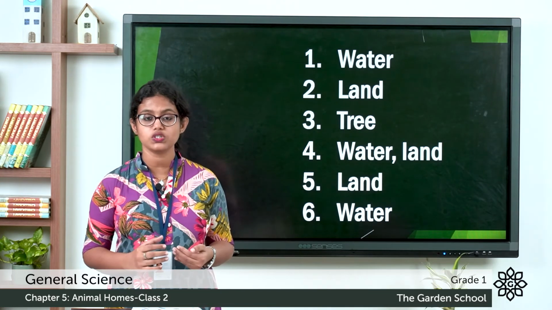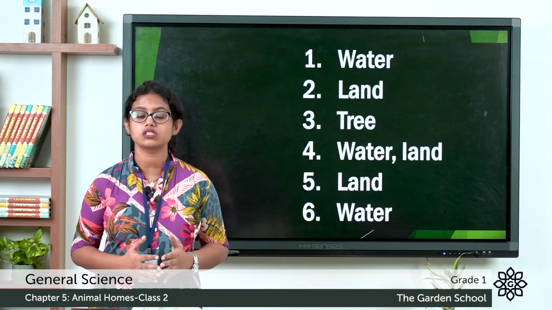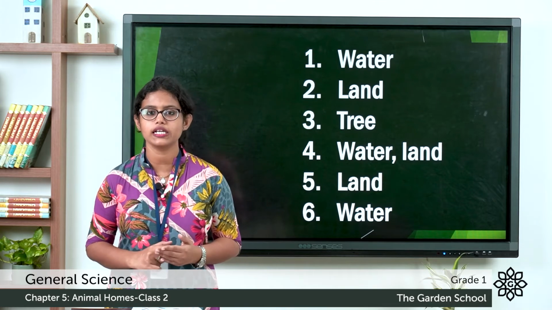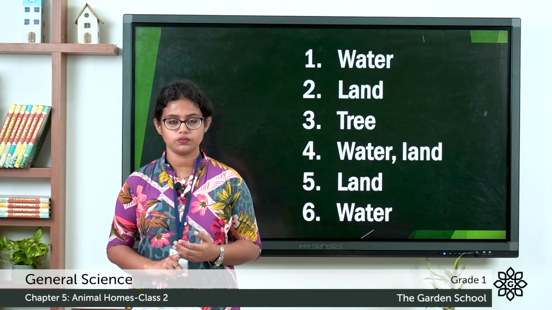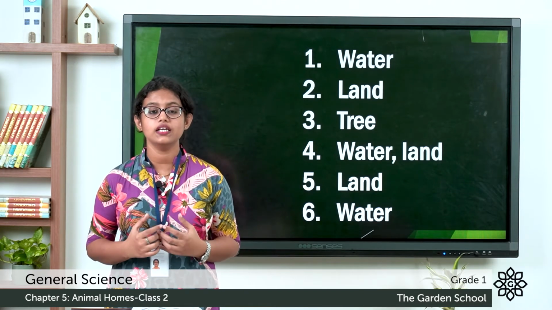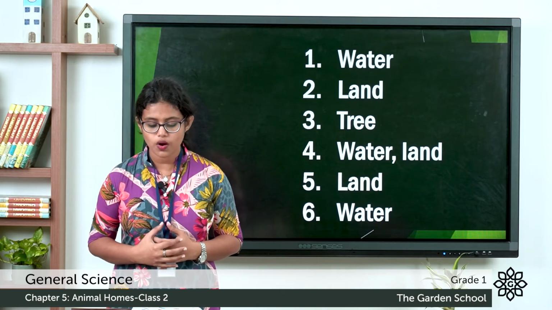So what is the first picture? It's a picture of a starfish. And where do the starfish live? It lives in the water. So which letter will we write there? We'll write W. Likewise, see the next one. It is a picture of an ant. Where do the ants live? They live on land. So which letter? It is L.